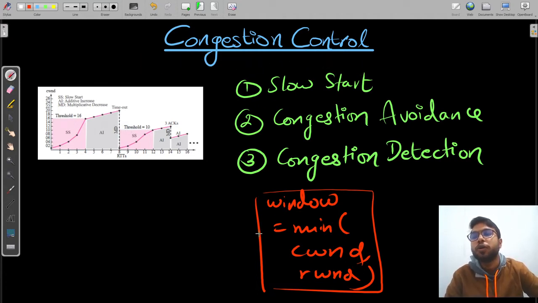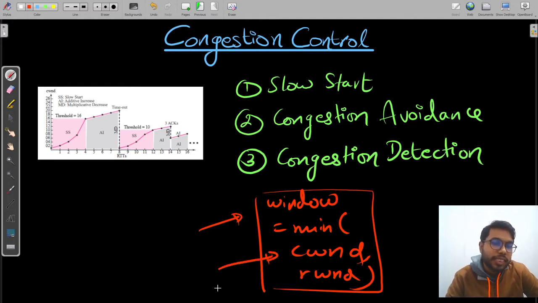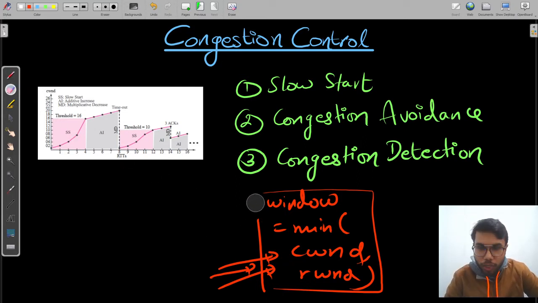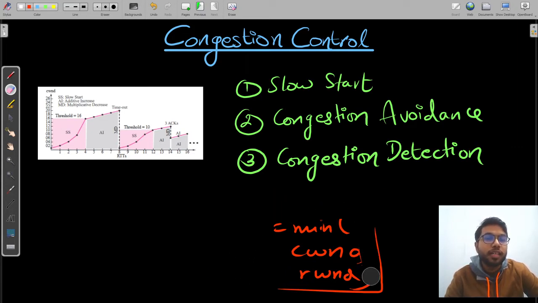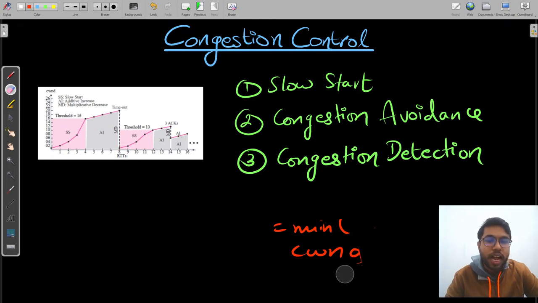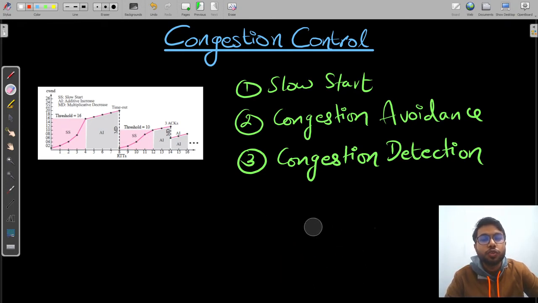So the way to do this is obviously this, right? We change the congestion window to optimize things. And the way to do that is by using three phases, and those three phases are your slow start phase, congestion avoidance phase, and your congestion detection phase. So let's go through them one by one, and then we will discuss how these actually work.